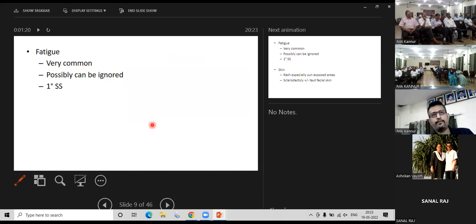Another common symptom is fatigue. Fatigue is very common even among patients without connective tissue diseases. So possibly it could be ignored, but there are a significant number of patients with primary Sjogren's who present with fatigue alone. So patients, especially ladies, female patients who present with fatigue, always think about primary Sjogren's. Possibly you can get a history of dry eyes, dry mouth in those patients.